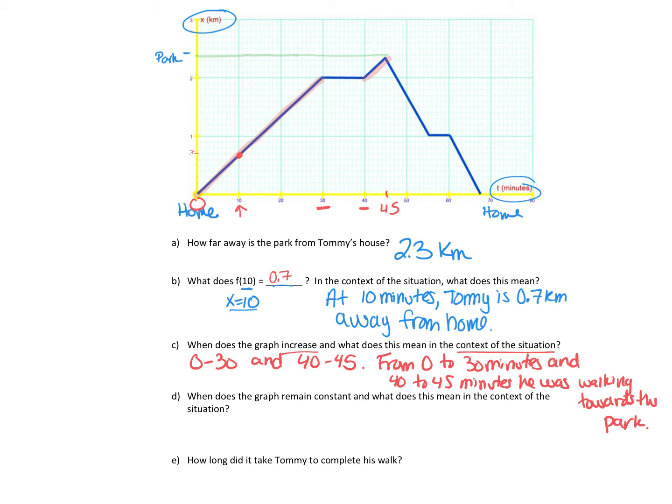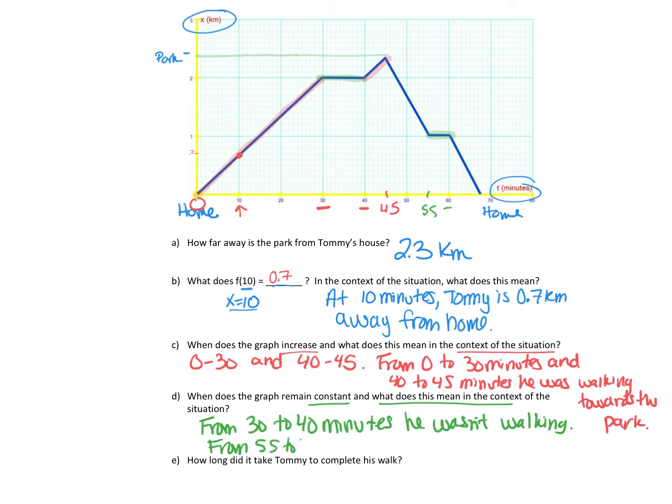In D, it says, when does the graph remain constant, and what does this mean? Well, my graph is constant right here from 30 to 40. So what that means is from 30 to 40 minutes, he wasn't walking. Or you could also say he was taking a break. I also did not realize there's another spot right here, from 55 to 60 minutes. So he wasn't walking, or you could say he was taking a break.